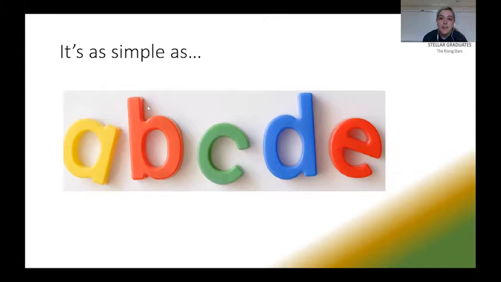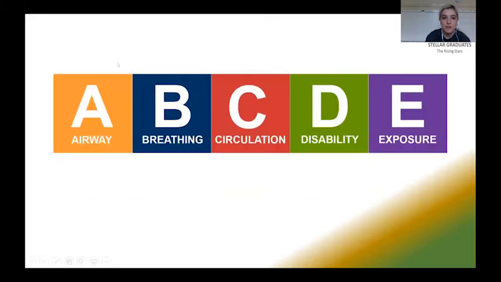So does anybody know what any of these letters would stand for? Does anybody have any guesses of that? A is for airway. Yeah, correct. B is breathing and C would be compressions. Very close. So B is breathing and then C is circulation. So compression definitely comes into that. Any guesses at D and E? They're a little bit more tricky. So we've got airway, breathing, circulation, disability, and exposure.